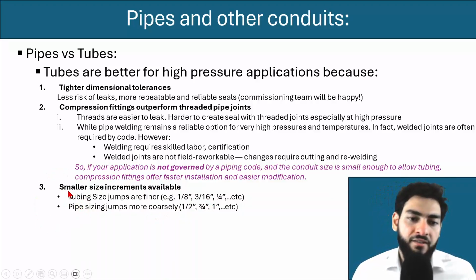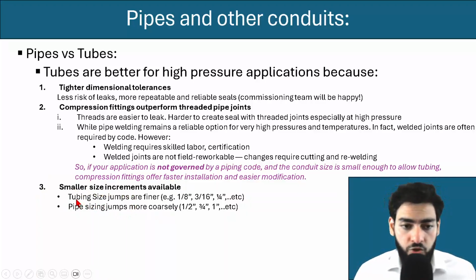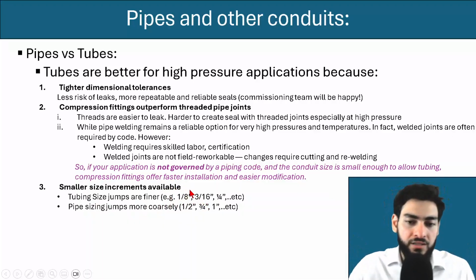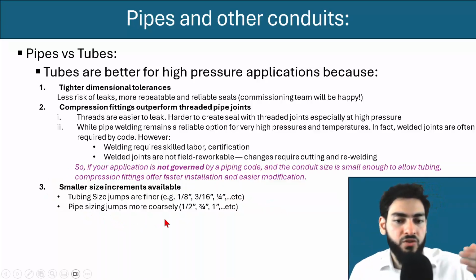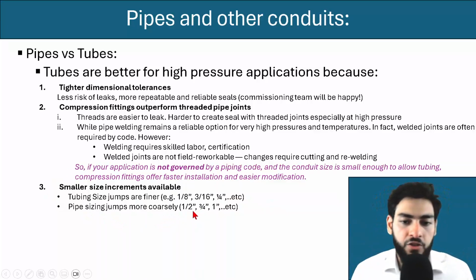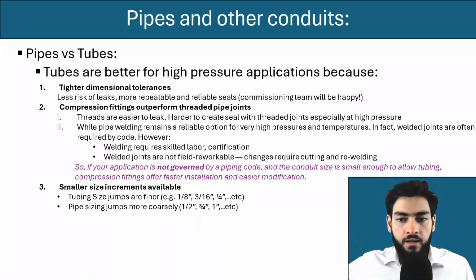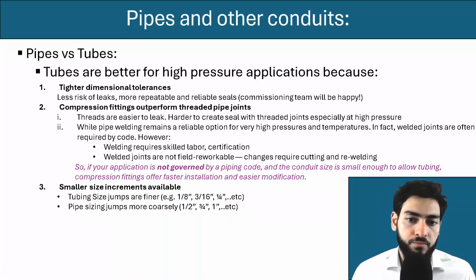Finally, you have finer size increments when it comes to tubing. Tubing jumps are finer, so you could even find tubes as small as 1/16 of an inch. And then you could go to 1/8 of an inch and 3/16 of an inch. As you can see, the tube size jumps are very fine. However, when you look at pipes, their jumps are more coarse. So you can have 1/2 inch, and then the next one up would be 3/4 of an inch, then 1 inch, then 1.5, then 2, and then you keep going with coarser jumps.